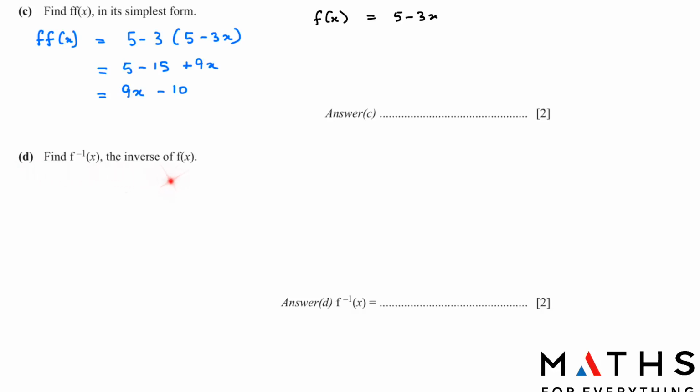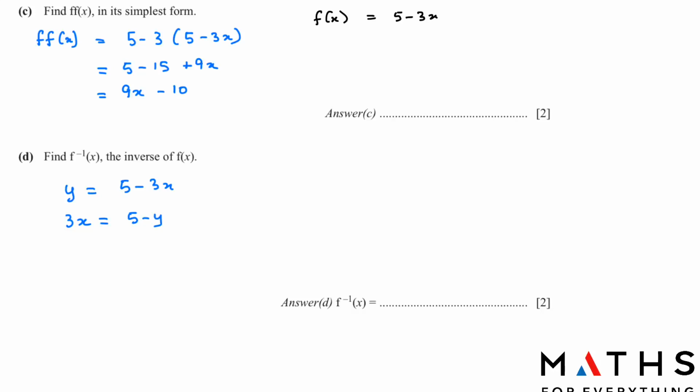In D, we have to find the inverse of f of x. To find the inverse, in place of f of x, write y is equal to 5 minus 3x. Whatever you want to make the subject, that must be positive. You have negative 3x, and you have to make x the subject. So shift the negative 3x on the left-hand side, it will become positive, and shift the y on the right-hand side, it will become negative.